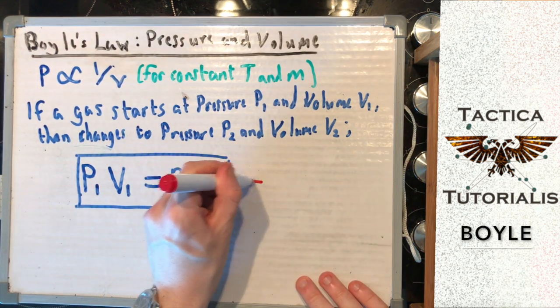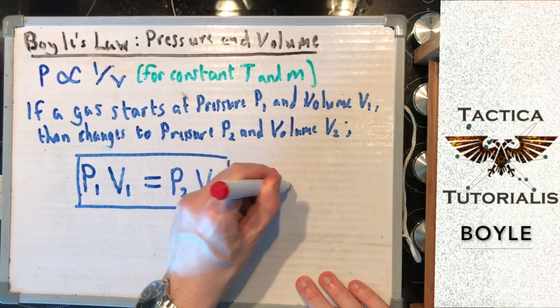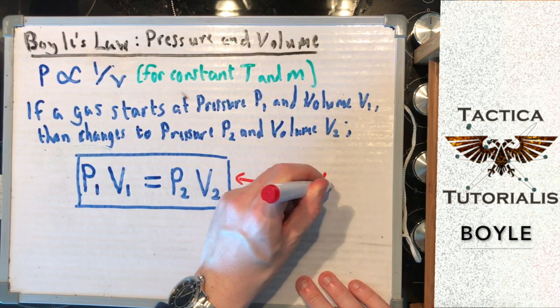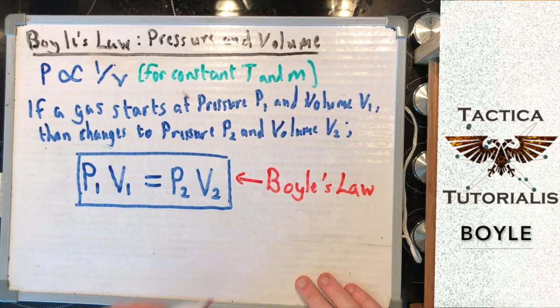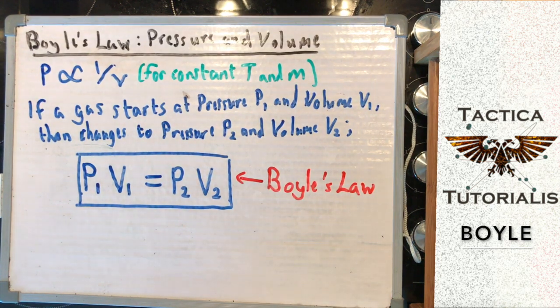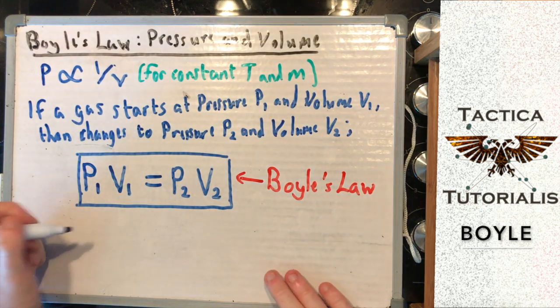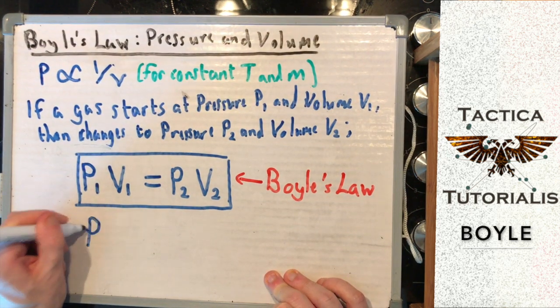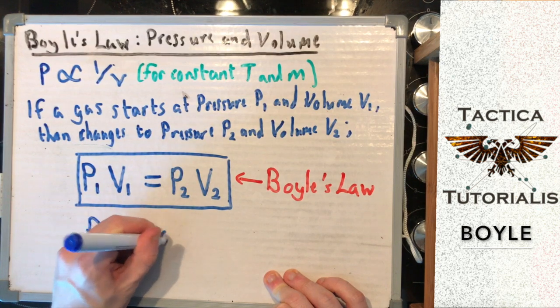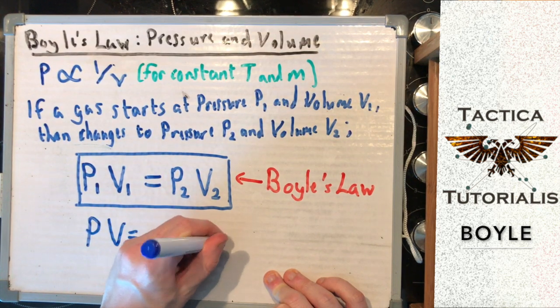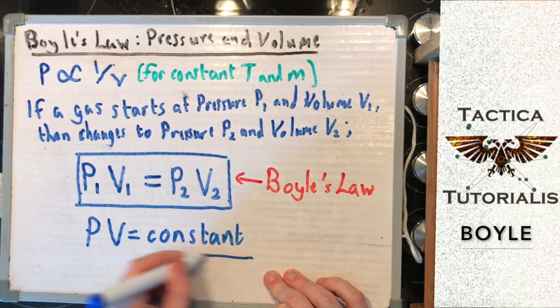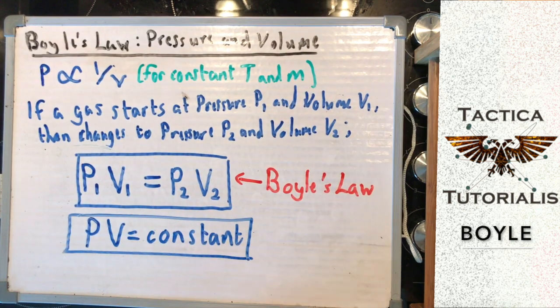And this is now known today as Boyle's law. The pressure multiplied by the volume is a constant. In fact, the other way you see it written is this. Both of them mean roughly the same thing.